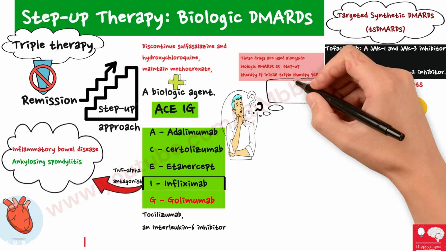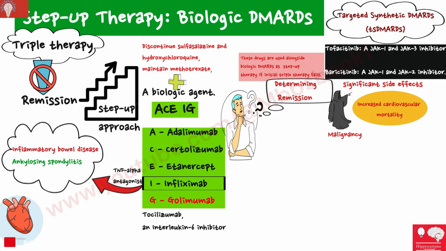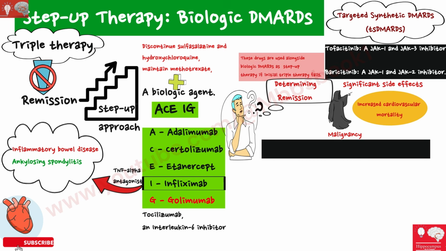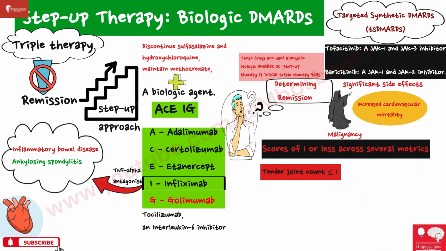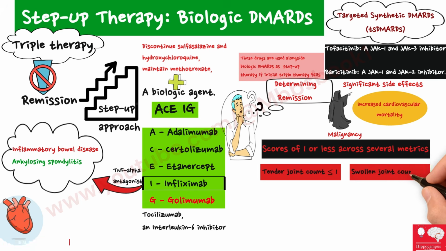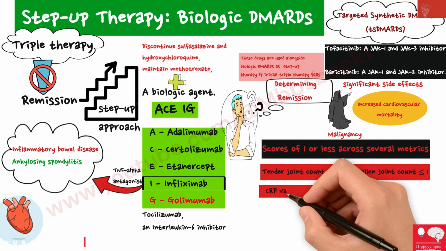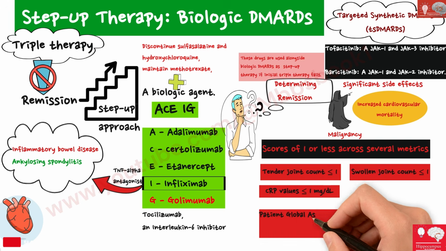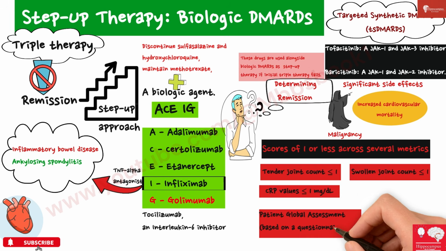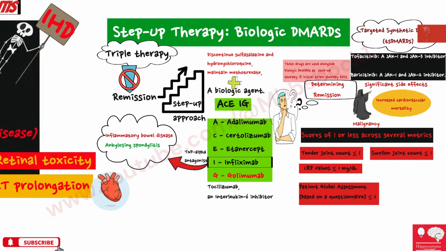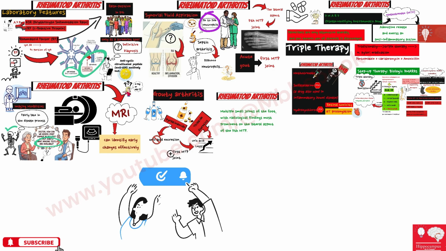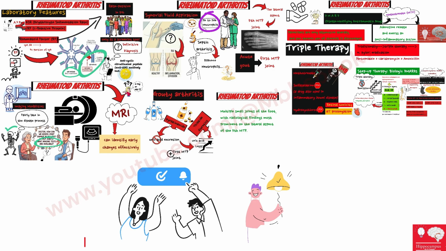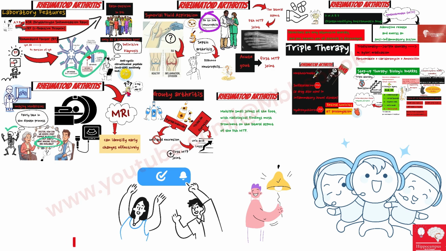Determining remission. How do we know a patient is in remission? Remission criteria are generally based on achieving scores of 1 or less across several metrics. Tender joint count less than or equal to 1. Swollen joint count less than or equal to 1. CRP values less than or equal to 1 mg per deciliter. Patient global assessment, based on a questionnaire, less than or equal to 1. Ultimately, the goal is to substantially reduce the patient's disability, so she can hold her toothbrush, regain her grip strength, and perform household chores, and to prevent crippling hand deformities using the medications discussed.